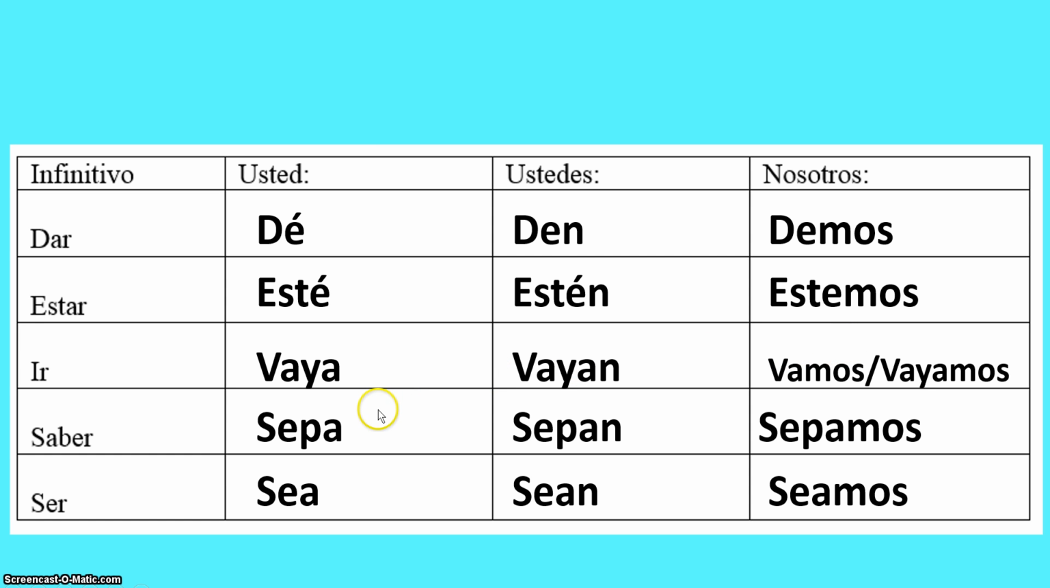The usted command for saber is sepa, ustedes is sepan, nosotros sepamos, and ser is going to be sea for the usted command, sean for the ustedes, and seamos for the nosotros.